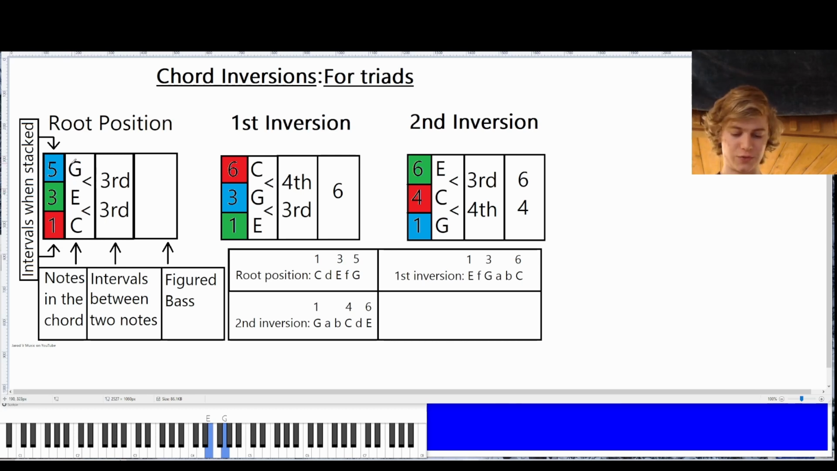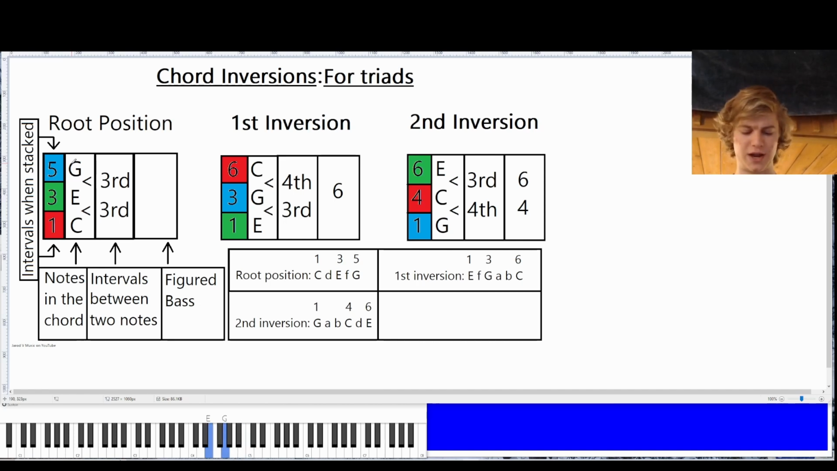But now if we go from G to C, and even if you count G, A, B, C, that's 4 away, so G and C creates that fourth. In other words, instead of having a 1, 3, and 5, when we do a first inversion of a triad, now we have a 1, 3, and 6. Because from that first note, you have a 1, 2, 3, and then from that first note, you have a 1, 2, 3, 4, 5, 6.